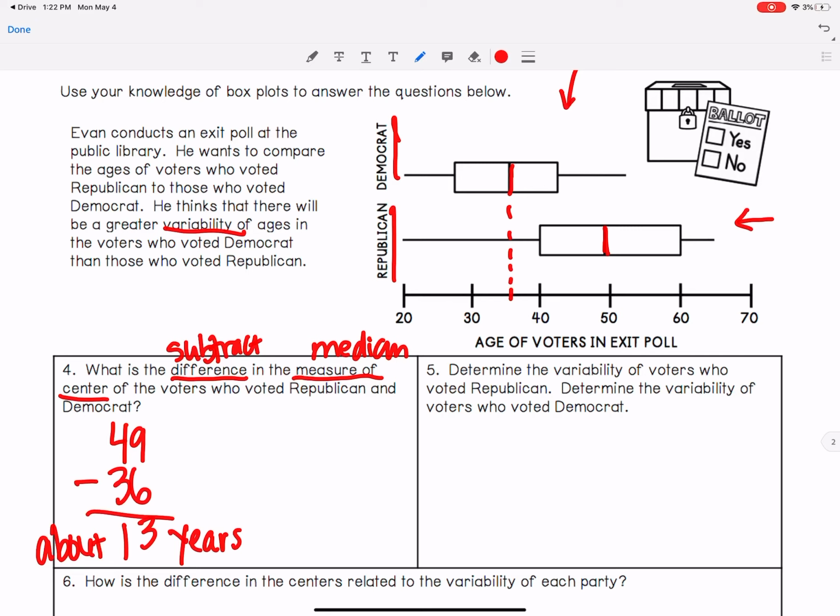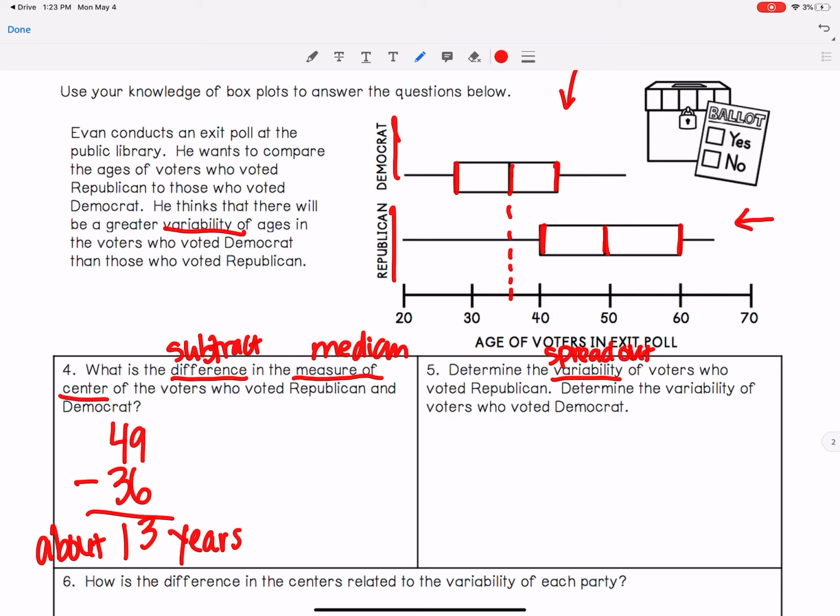Question 5 says, determine the variability, so that means how spread out. I'll write right here, how spread out. Determine how spread out the voters who voted Republican are. So they're saying right here, we're looking at our end pieces, and we're going to see how spread out their ages are. And then determine the variability of voters who voted Democrat. So we're going to take the interquartile ranges and subtract them to figure out how spread out the Democrats are.